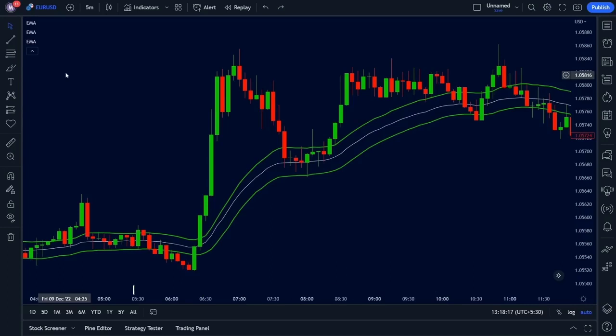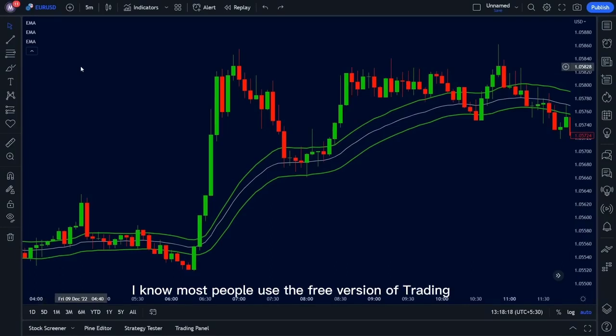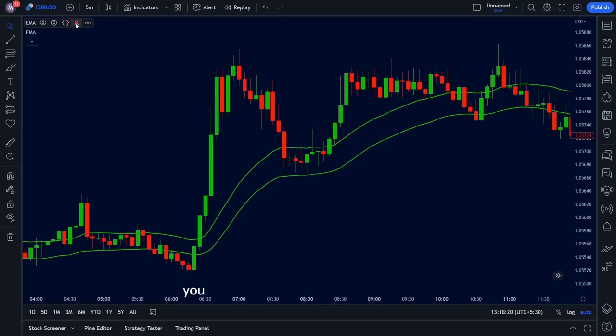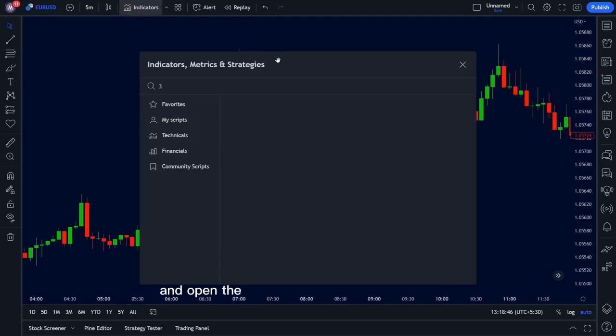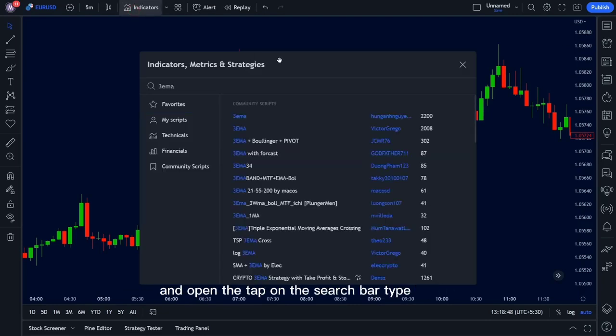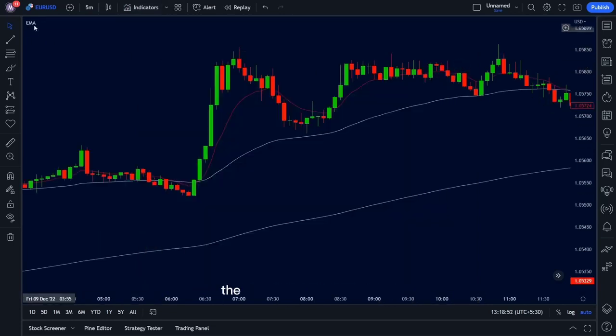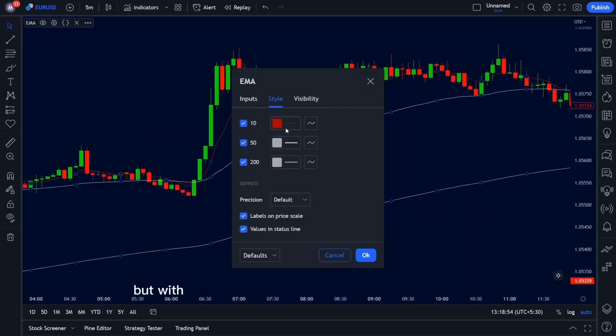But before that, I know most people use the free version of TradingView, and in the free version you are allowed to add only 3 indicators on the chart. On top of the page, click on the indicators option and open the tab. On the search bar, type 3 EMA. You can use this indicator right here. The same settings as before, but with 3 exponential moving averages in one indicator.